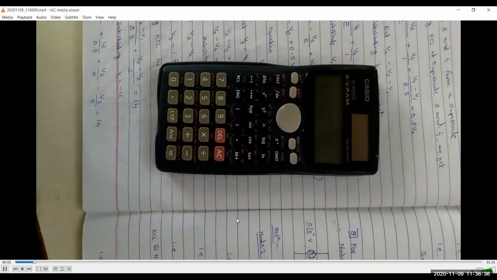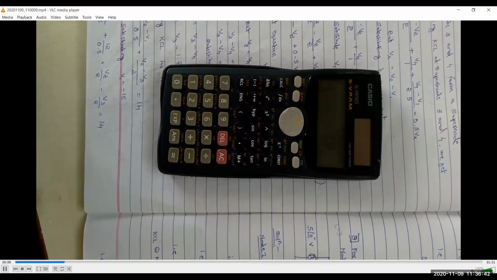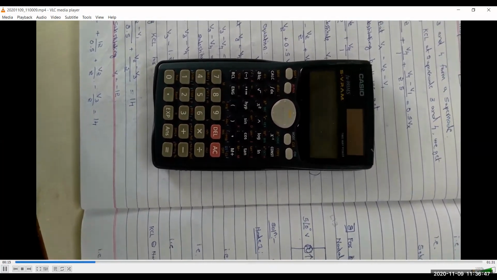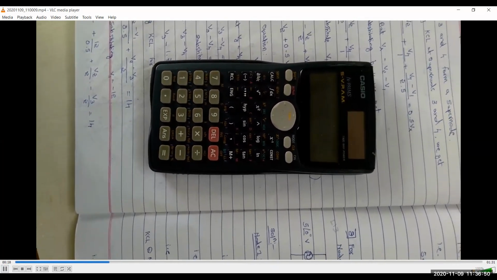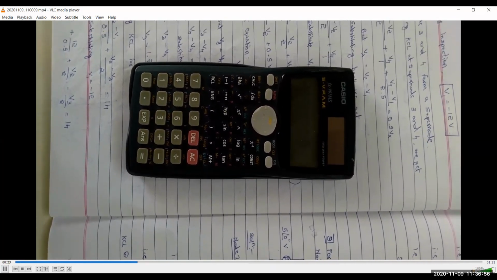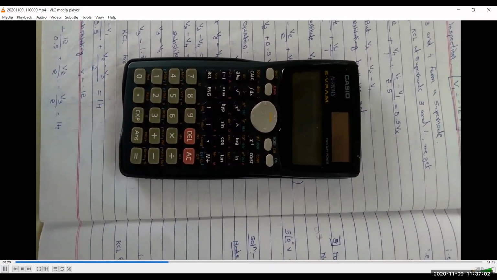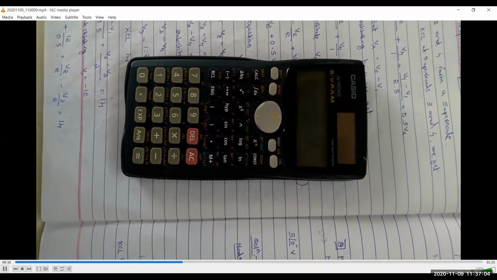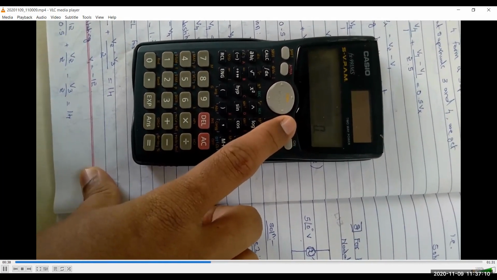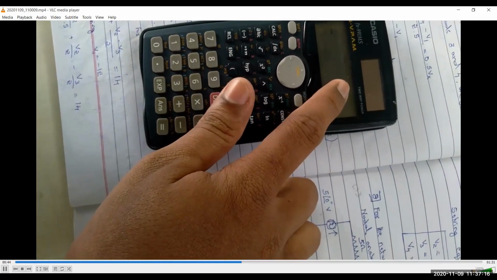Hello students, in the previous video I showed you the conversion from polar form to rectangular form. Today's example is how to convert from rectangular to polar. Just see where my finger is moving, otherwise the display is not clear. The first case is 5 at an angle 0 degree by 5, so it is 1 at an angle 0 degree. To do this, first you need to bring the complex form.